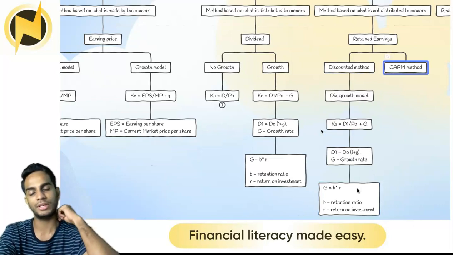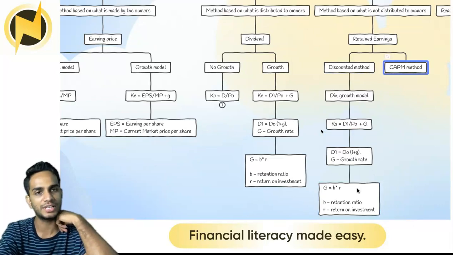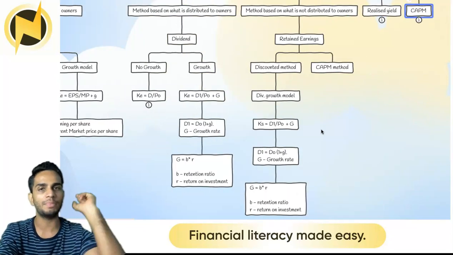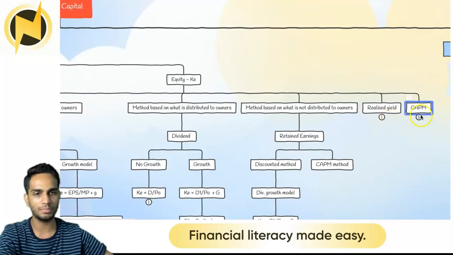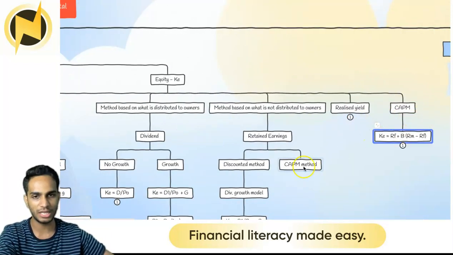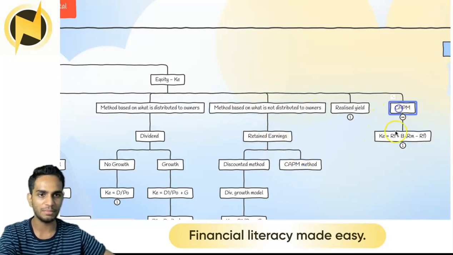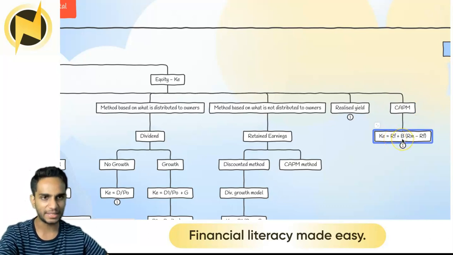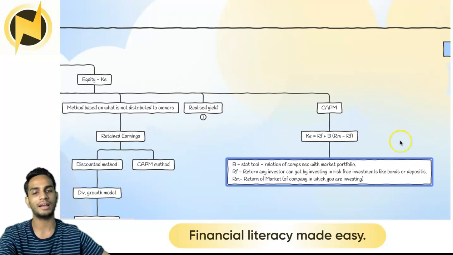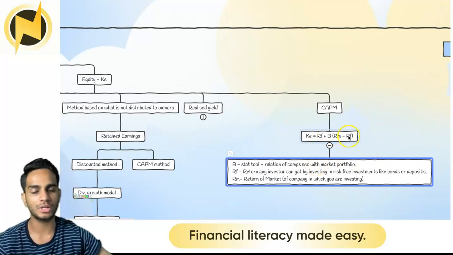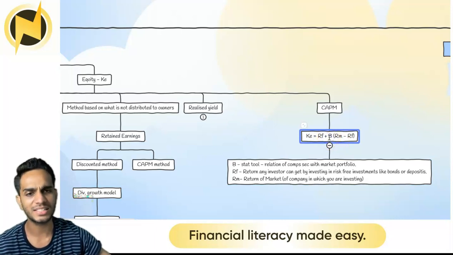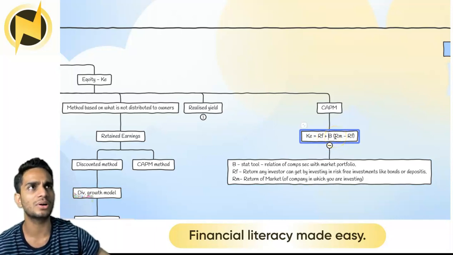Whereas for the CAPM model, you have a very interesting formula. We learn the CAPM model as it is as well. Let me scroll this down a bit. This is the same here: the retained earnings CAPM method and the normal CAPM method are the same. The cost of equity will be RF plus beta into RM minus RF. Now I'll quickly explain what these items in the formula are. RF stands for risk-free return. Beta is a statistical tool which is also a measure of risk.